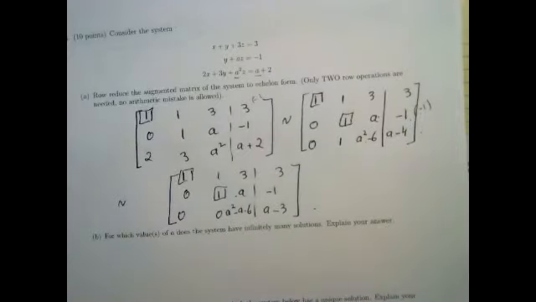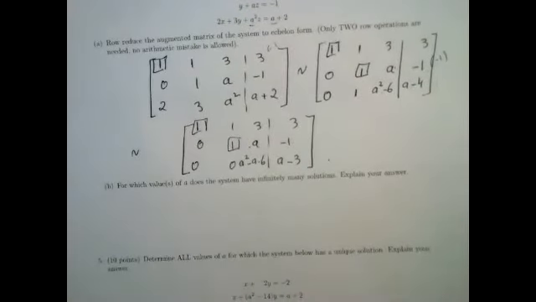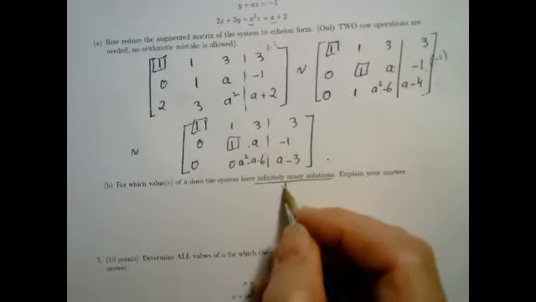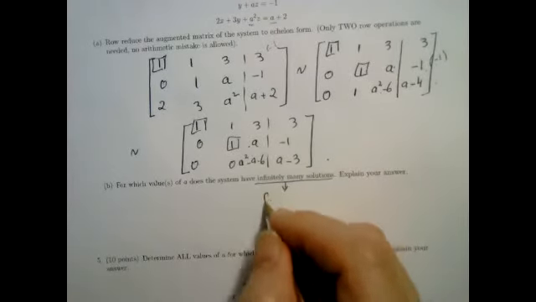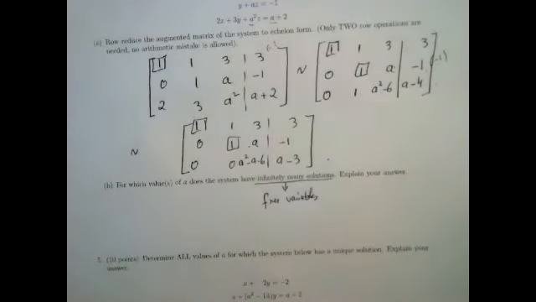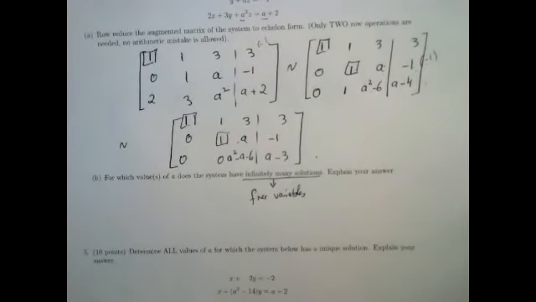Okay, now the question is, for which a's does the system have infinitely many solutions? When do we have infinitely many? Infinitely many occur under 2 conditions. We need a free variable. But is this enough to have infinitely many? Is a free variable enough to have infinitely many? That could be a true or false statement.